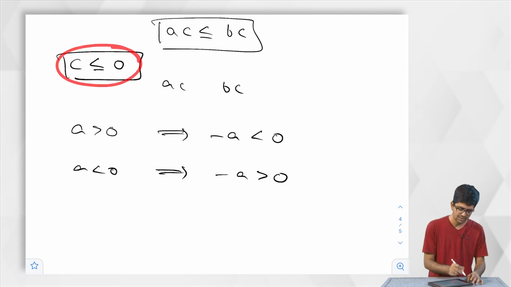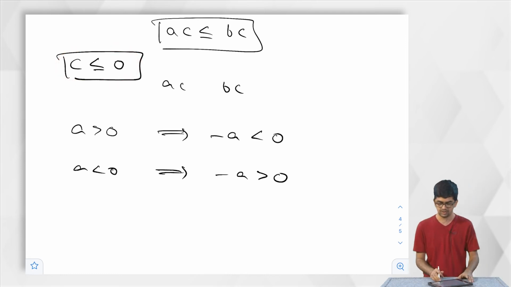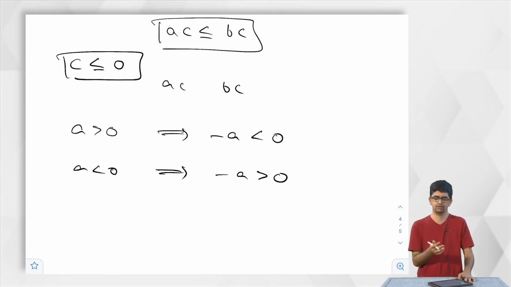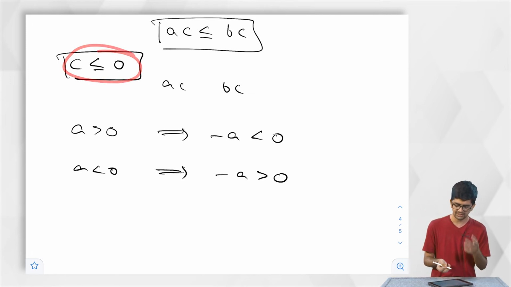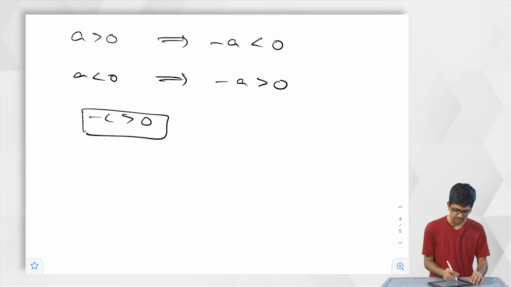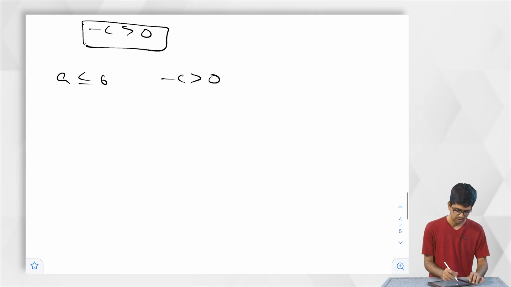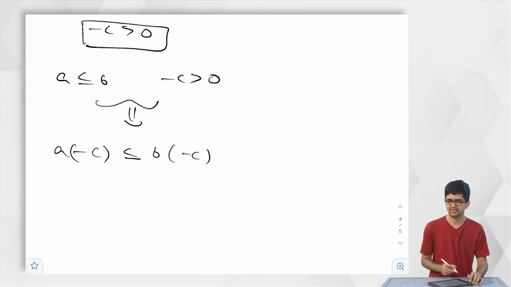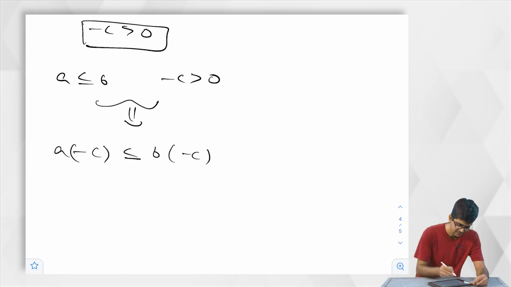So C is less than or equal to 0; we can ignore the 0 situation, C being 0, we are ignoring that. So C is negative, C is less than 0, then what can we say about minus C? This is positive. So now A less than or equal to B and minus C greater than 0 implies A times minus C is less than or equal to B times minus C. We write A times minus C as minus of AC, and B times minus C as minus of BC.